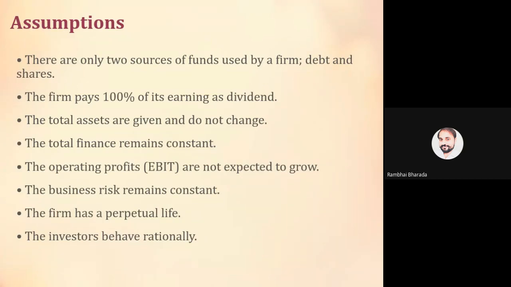Okay, with this, our theories of capital structure are over. There are three theories, again I explain: net income, net operating income, and traditional approach. Net income is a relevant theory. According to this approach, there is a relation between firm value, market value and capital structure. And NOI both are irrelevant theories.